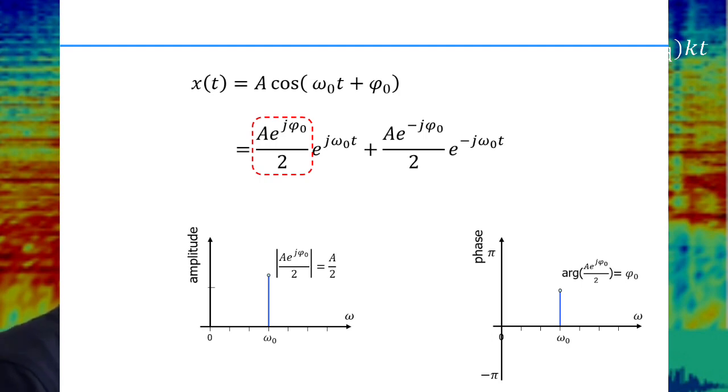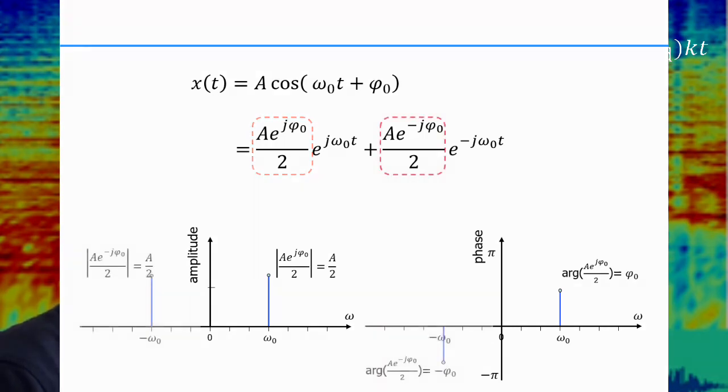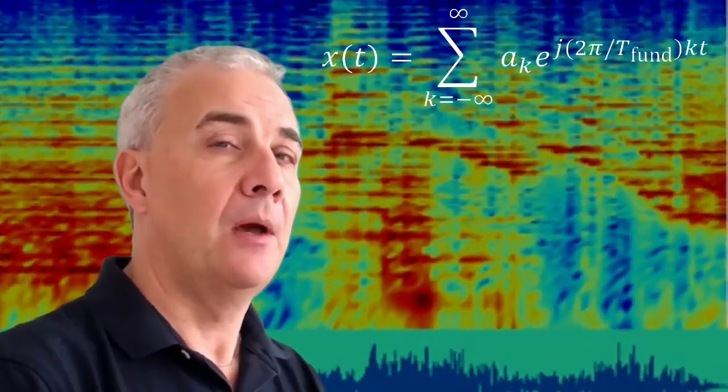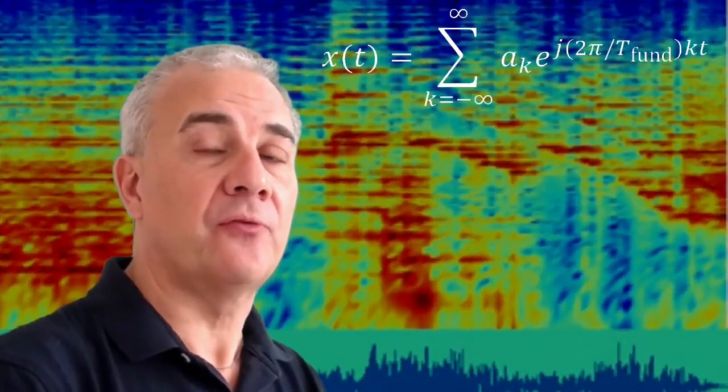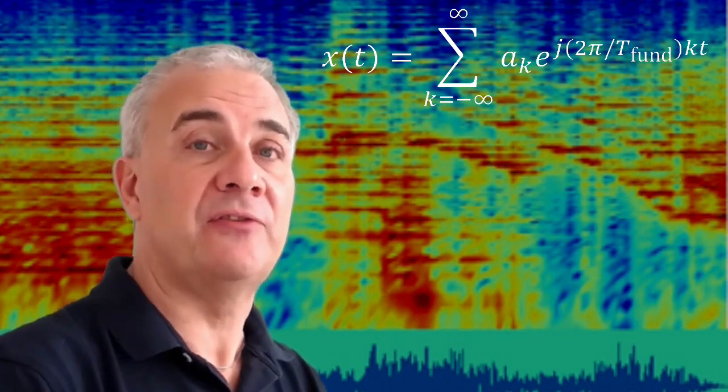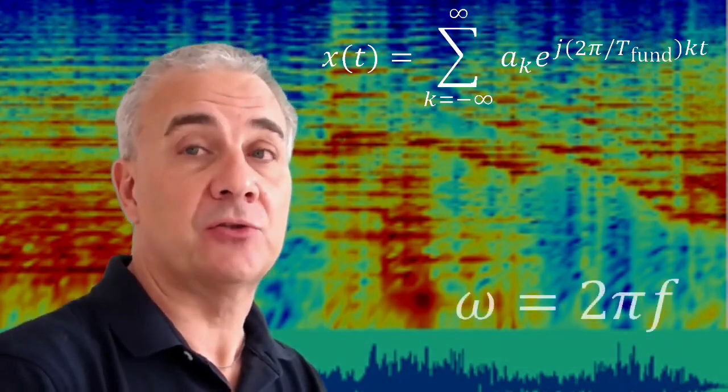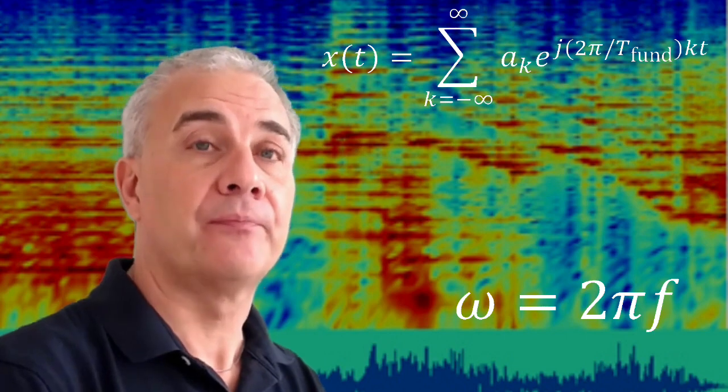Note that we have not only the amplitude and phase of the positive frequency omega 0, but also those of the negative frequency minus omega 0. For real valued signals, which we consider in this course, the amplitude and phase spectra always exhibit this complex conjugate symmetry. By the way, these diagrams show radial frequencies. You can always rewrite this in terms of Hertz frequencies because omega is 2 pi f.